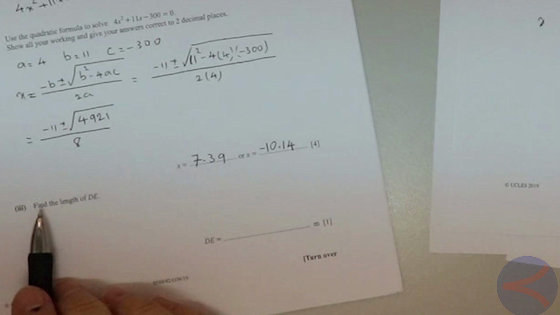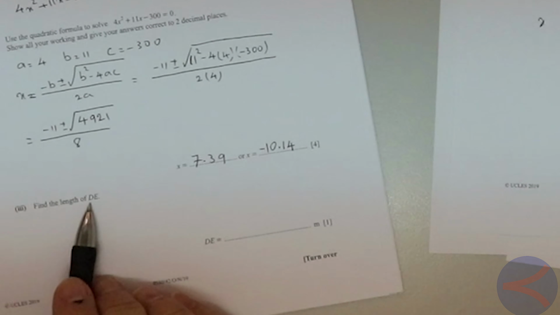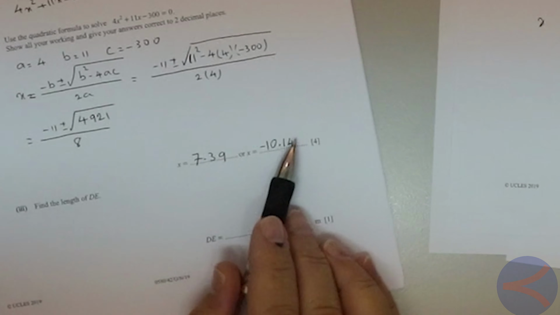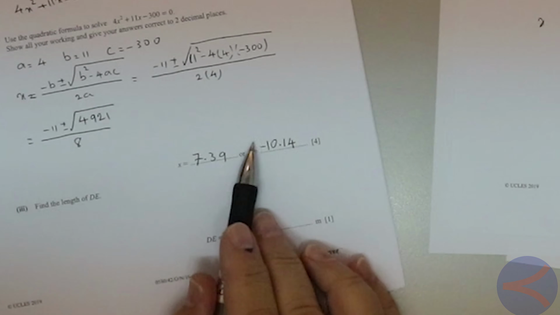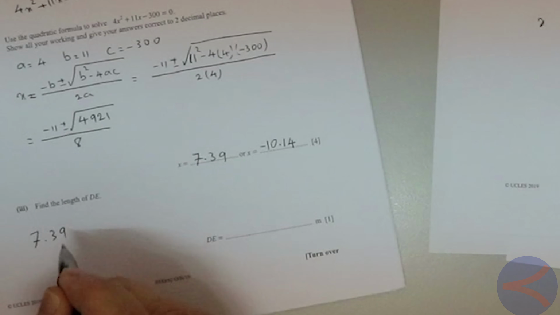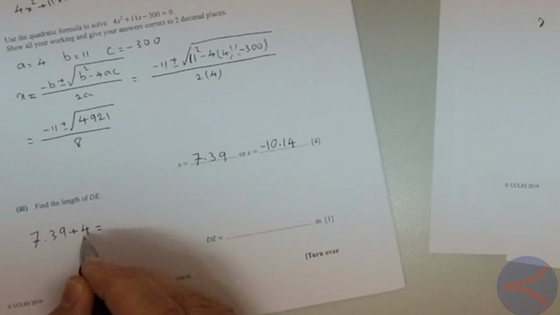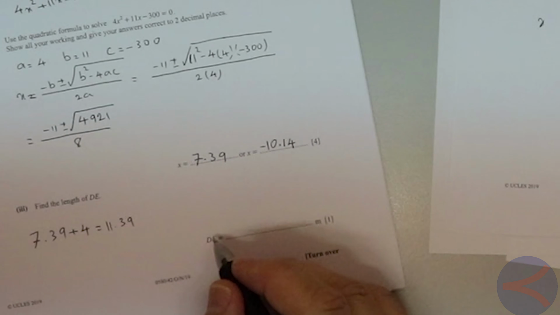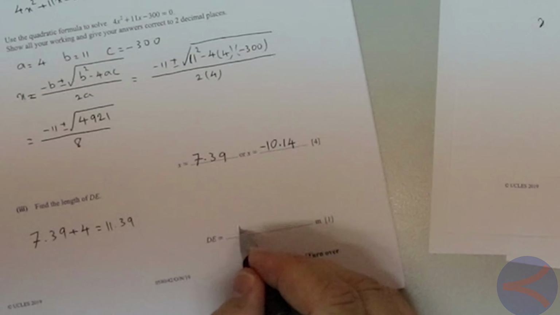Now, this part is asking us to find the length of DE. Therefore, DE is x plus 4, so I have to add 4. I cannot add 4 to this negative answer because length cannot be negative. Therefore, this answer is not accepted. Therefore, only this one. 7.39 plus 4, I'm going to get 11.39. Or if you want to write 3 significant figures, this will be 11.4.